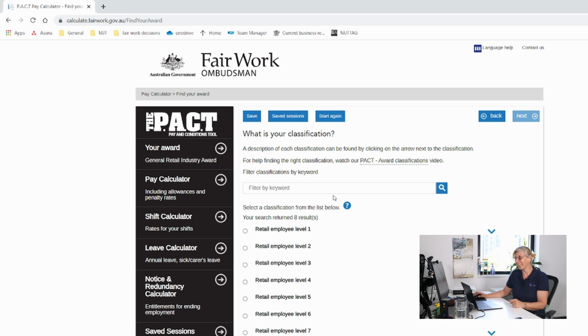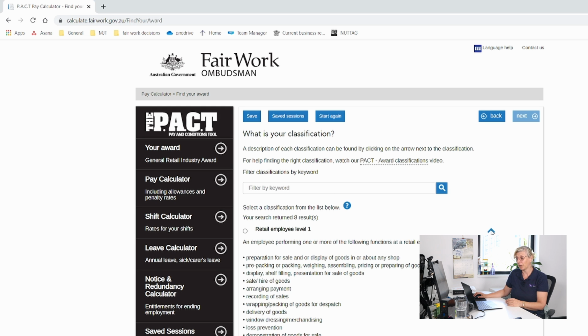Classification. That is a really interesting question. It might be super easy to figure out what award you're in. You're a butcher, you're in the Butcher's Award. Easy peasy lemon squeezy. But what level might you be? What classification are you? So this is where clicking on these little down arrows is really going to help you.